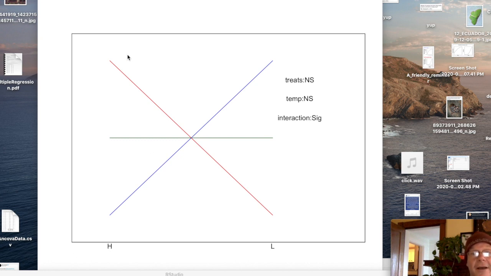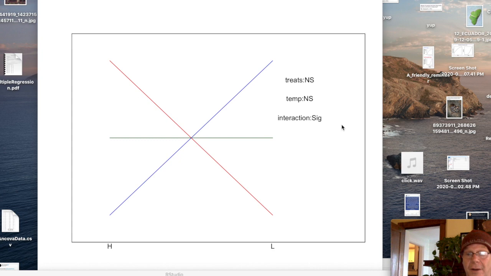So again, here are our 3 different treatments. I've color-coded them. So this is the mean for high temperature if you're in the red group. Green group, that's the mean at a high temperature, and so on and so forth. And so we can look over here at what the expected results might be in an ANOVA table where our treatments are not significant, our temperature is not significant, but the interaction is.